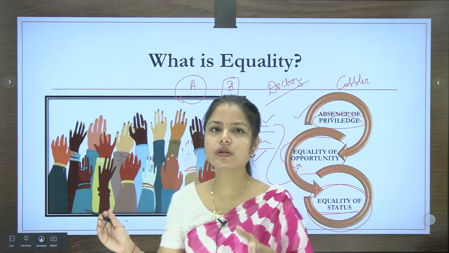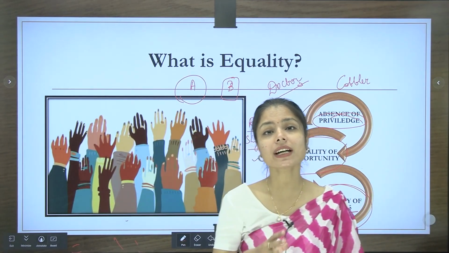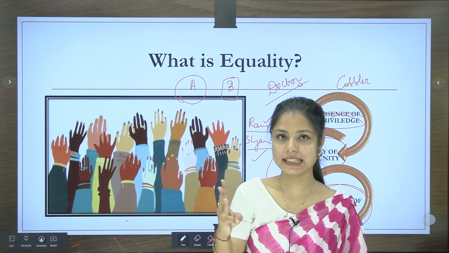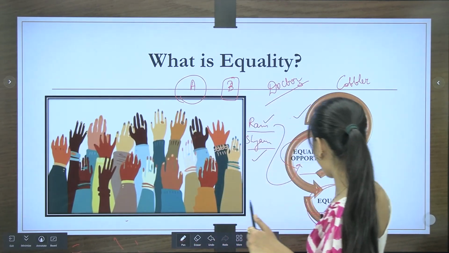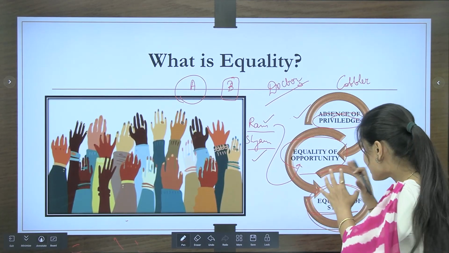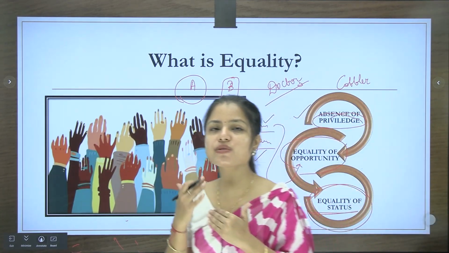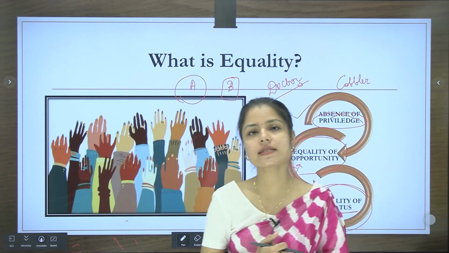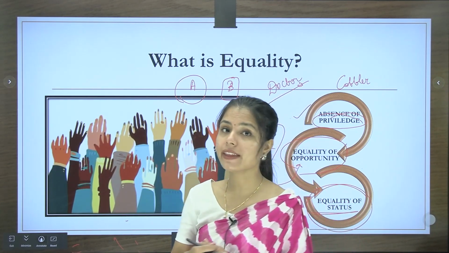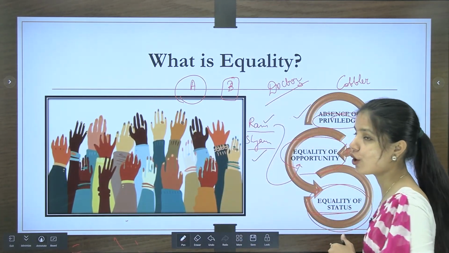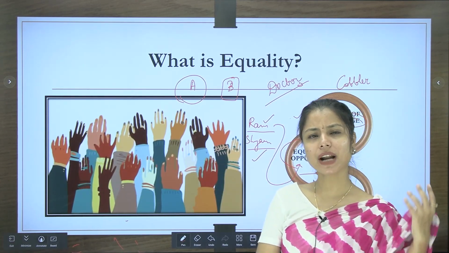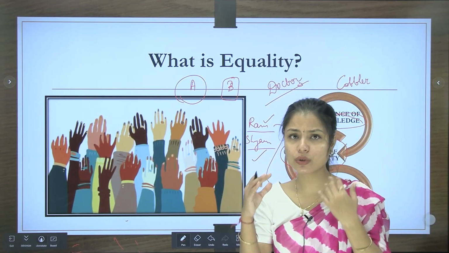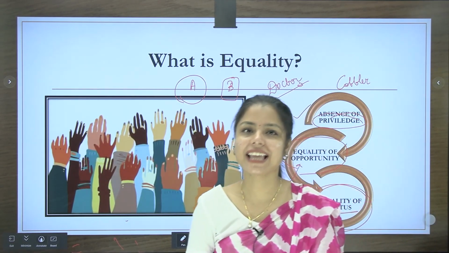Now throughout the course of this lecture, we will be looking at equality with these three lenses. One, that is absence of privileges. In some aspects, we will understand how the state ensures that there is equality of opportunity, and then we will also be talking about equality of status. So these are the three prime key areas which we will be looking at throughout the course of this lecture.